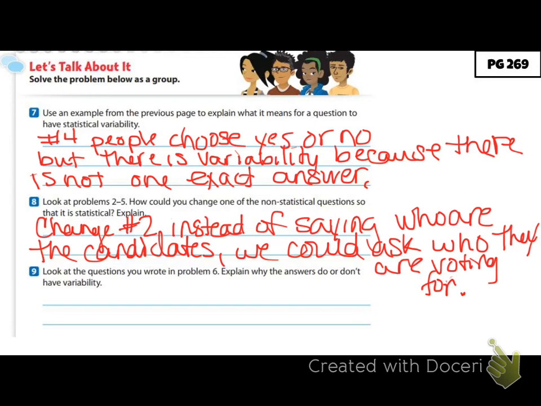So number 9 says, look at the questions you wrote in problem 6. Explain why the answers do or don't have variability. So this one is going to be based on the questions that you have. Basically, you're just going to explain why your statistical question is a statistical question and why your non-statistical question is a non-statistical question.